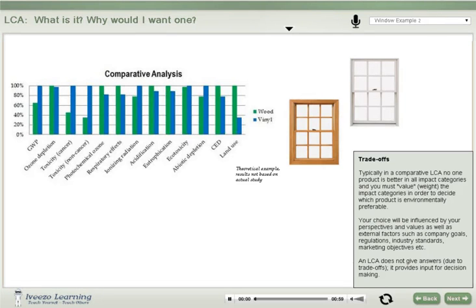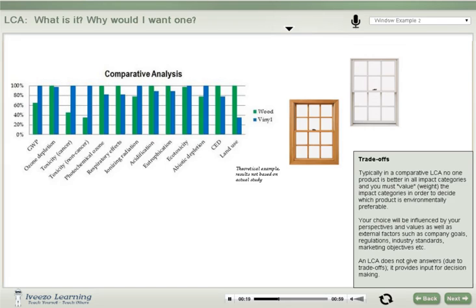In this example, we will compare two products. Let's say you are trying to decide if you should use vinyl windows or wood windows in your building. You've done your mapping, collected your inventory, and run your impact assessment analysis. These are your results. In some categories, wood is better, and in others, vinyl is better.